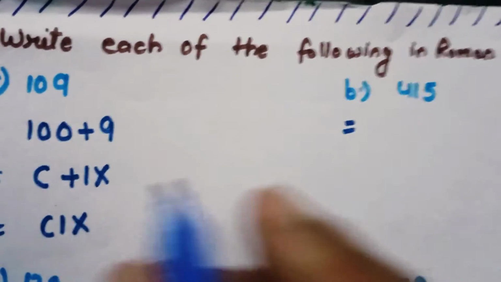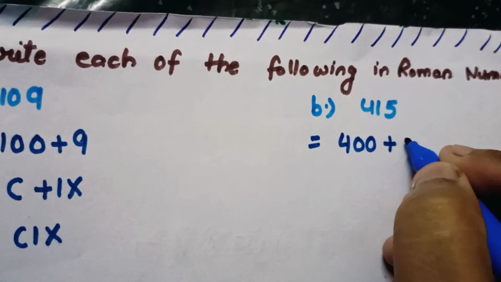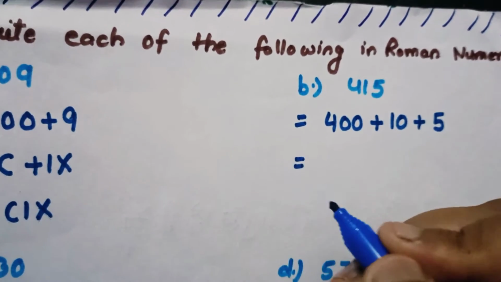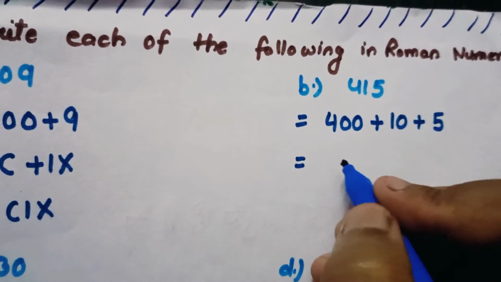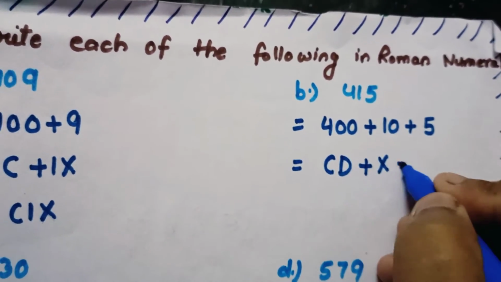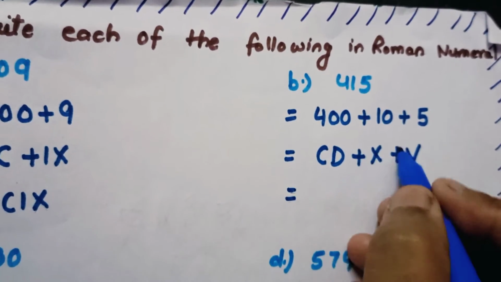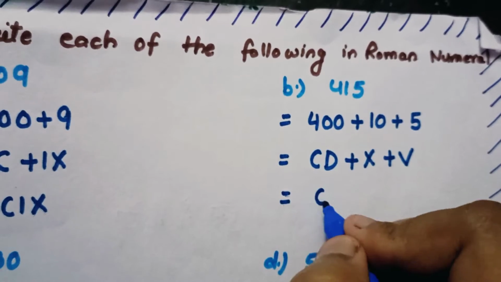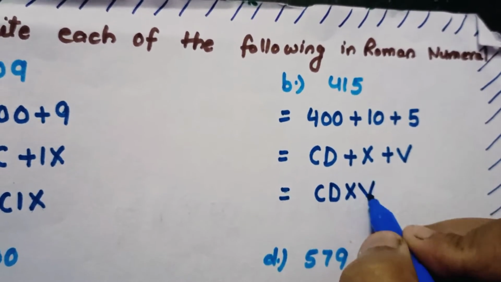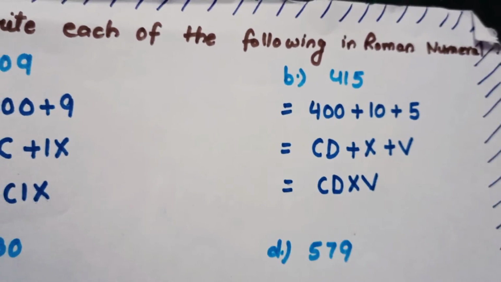Same process. First of all, let us expand the given number. 400 plus 10 plus 5. Now the Roman numeral of 400 is CD. Roman numeral of 10 is X, and Roman numeral of 5 is V. We have to just remove these plus signs and join the Roman numerals all together. CDXV is our correct answer.